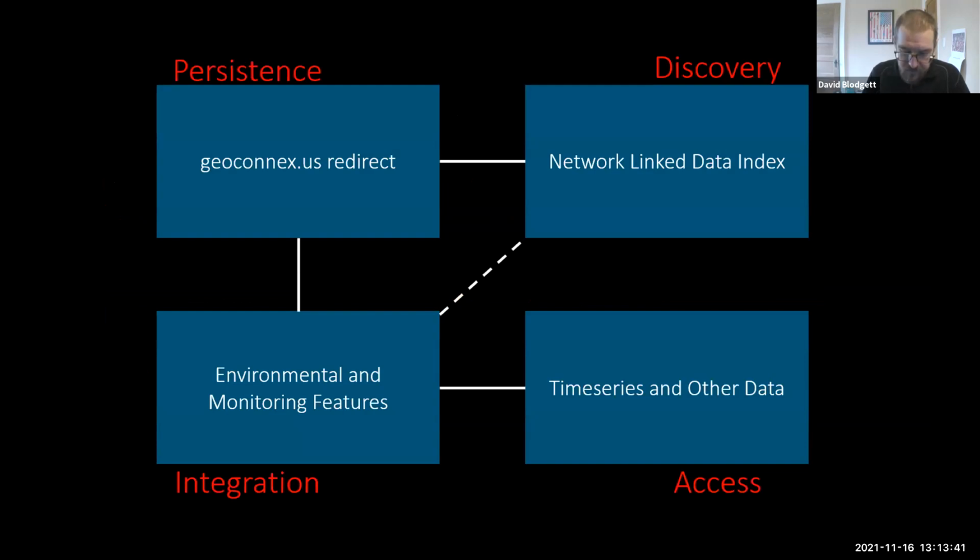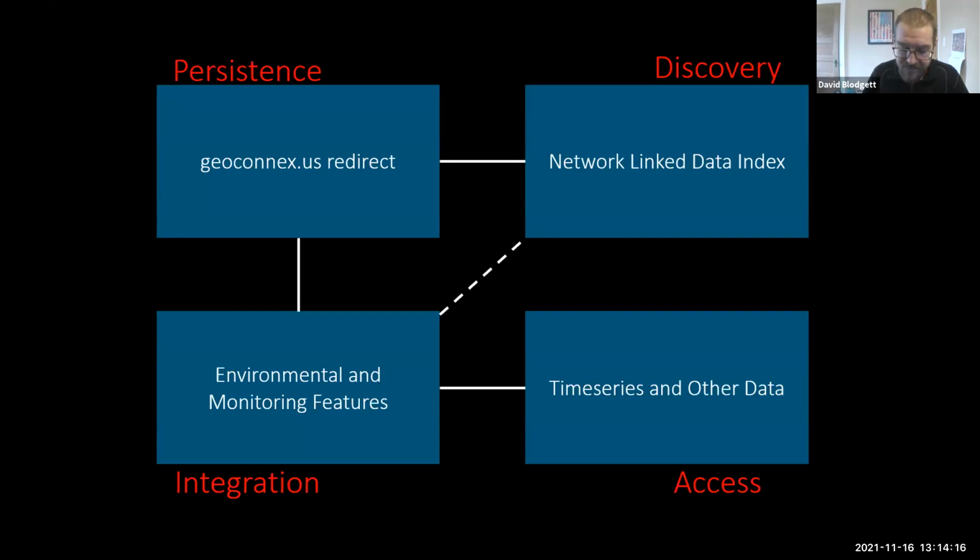Okay, so moving to the kind of linked data context. We have these four functions in digital hydroconnectivity: persistence, discovery, integration, and access. Now, some of you are familiar with the Internet of Water. This is this kind of big pan-community project to elevate the availability of water data across the board. And in that space, we've been working on a system called geoconnects.us. Type geoconnects.us into your browser and you'll find it.